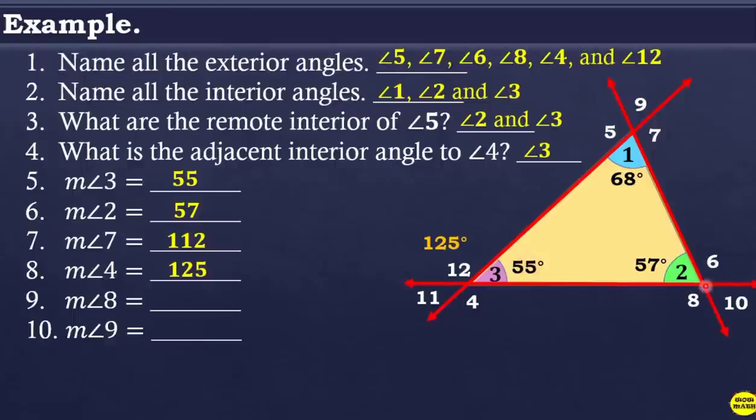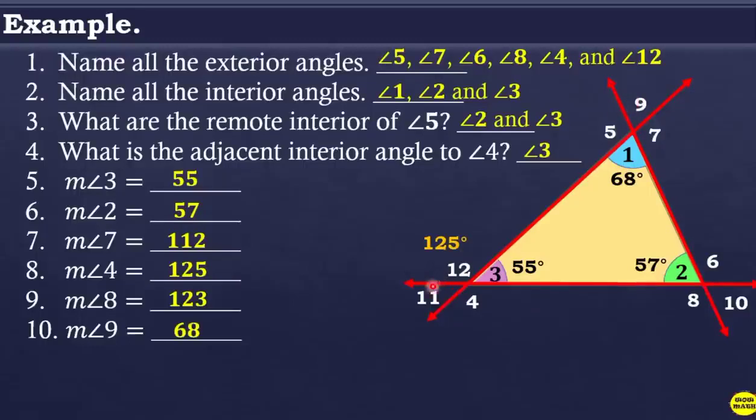And the measure of angle 8. So, the measure of angle 8 is also adjacent to the measure of angle 2, or supplementary sila. So, 180 minus 57, that is 123. So, this is 123 degrees. And the measure of angle 9, so since hindi po siya exterior angle ni angle 1, dahil hindi naman sila magkatabi, ano po sila? Vertical angle. So, always remember that vertical angles are always congruent. Okay? So, kung vertical angle sila, ibig sabihin si angle 9 mo is also 68 degrees.